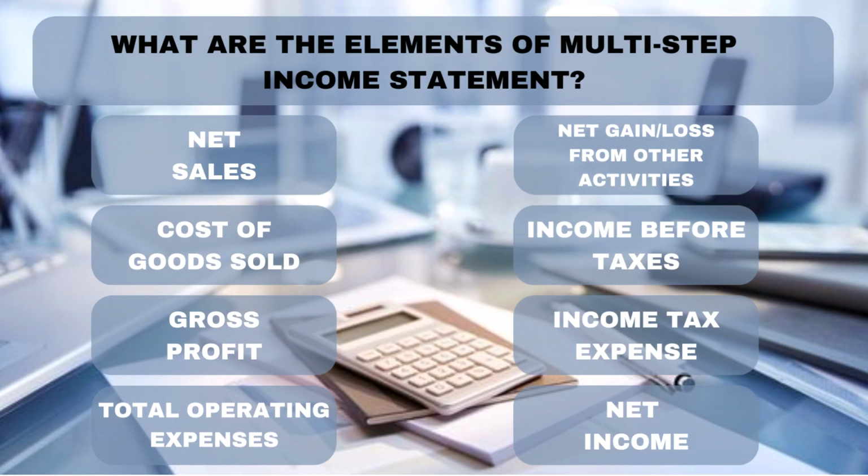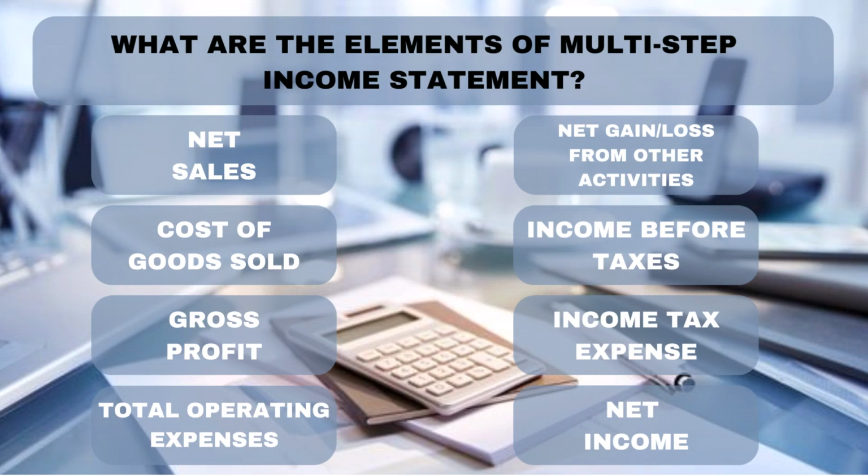Publicly traded companies use a multi-step income statement because they are required by law to disclose more detailed financial reports to show their earnings. Next, here is the example of a multi-step income statement. And lastly, in our discussion, we will talk about the elements of a multi-step income statement. Now, what are the elements of a multi-step income statement?